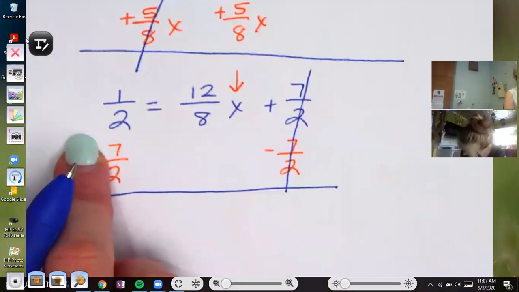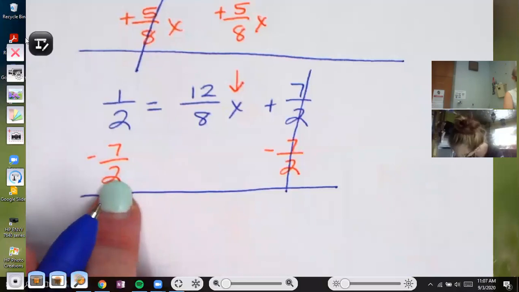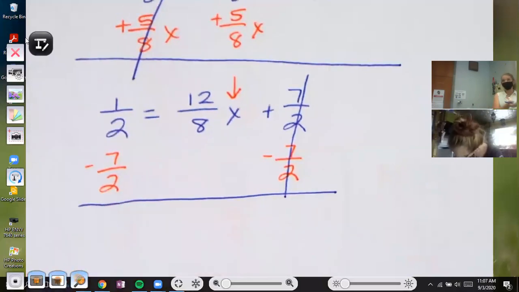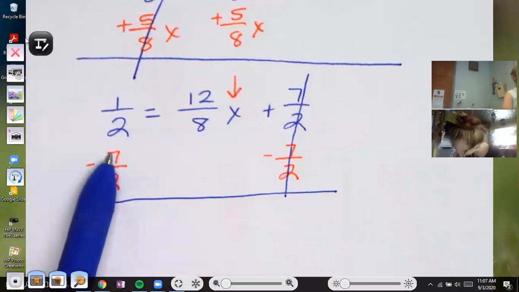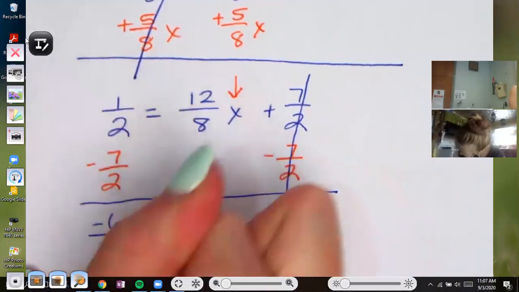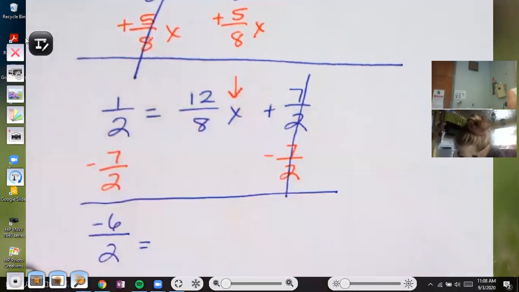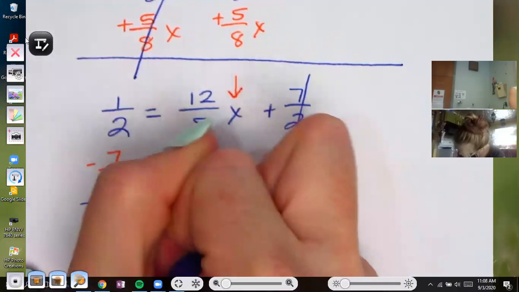Now, just the same, we have a common denominator. So if we wanted to, we could do this part in our heads, but if you wanted to use a calculator, you could. But we don't need to. What's 1 minus 7? -6 over 2. And that equals, what do we have left over here? 12/8 x.